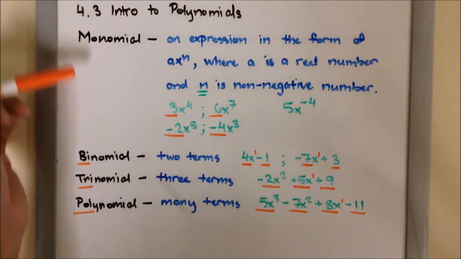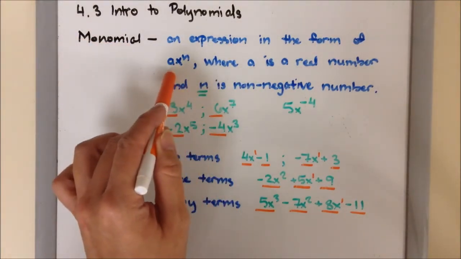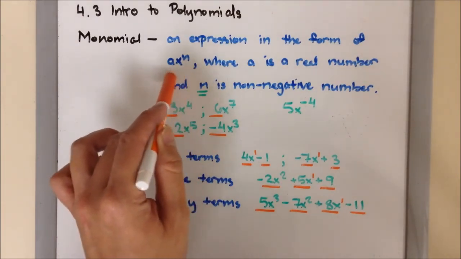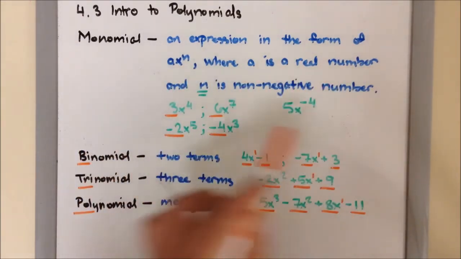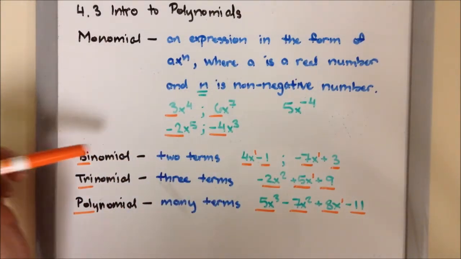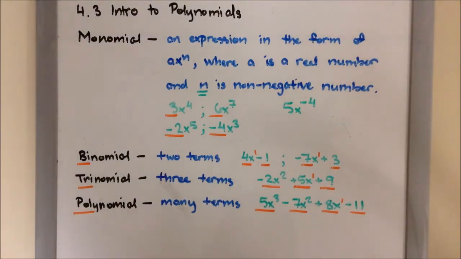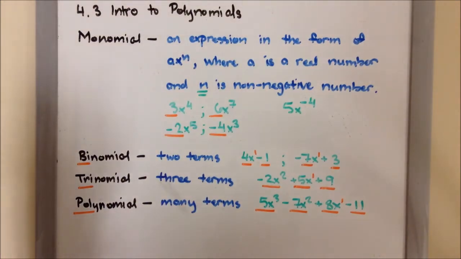So that's what these 4 types are. Monomial means one term in the form of ax to the nth power, where a is a real number and n is non-negative. Following that definition, binomial means 2 terms, as you can see how I underlined. Trinomial means 3 terms, as the example where I underlined 3 times. And polynomial means many terms, where I underlined more than 3 times. So make sure you're familiar with these terms, as you will be asked what type of term this will be given an expression.